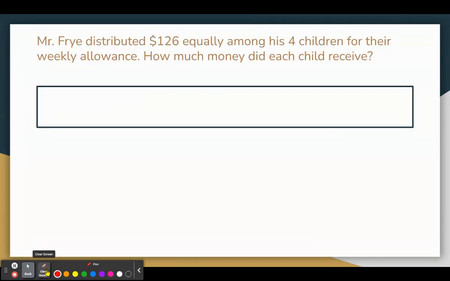Well, let's go ahead and jump right into today's word problem. So Mr. Frey distributed $126 equally among his 4 children for their weekly allowance. How much money did each child receive? So what we need to do is first figure out, what do we need to know? So we need to know how much money each child received. And we know that each child received the same amount, because he said he distributed $126 equally.